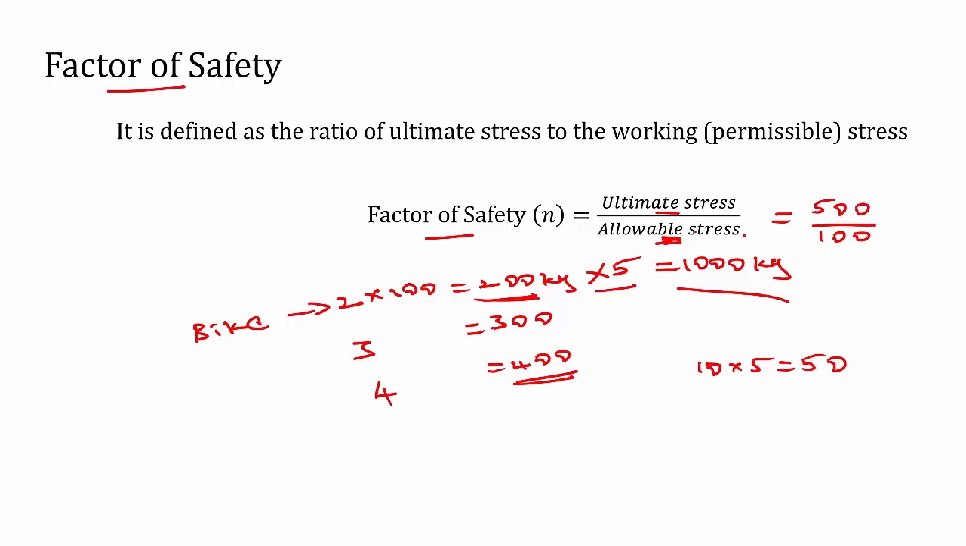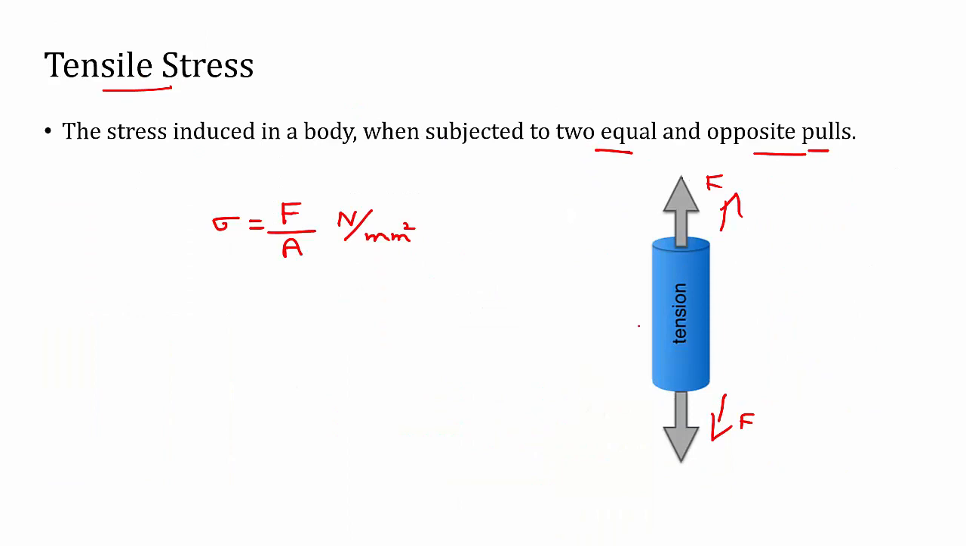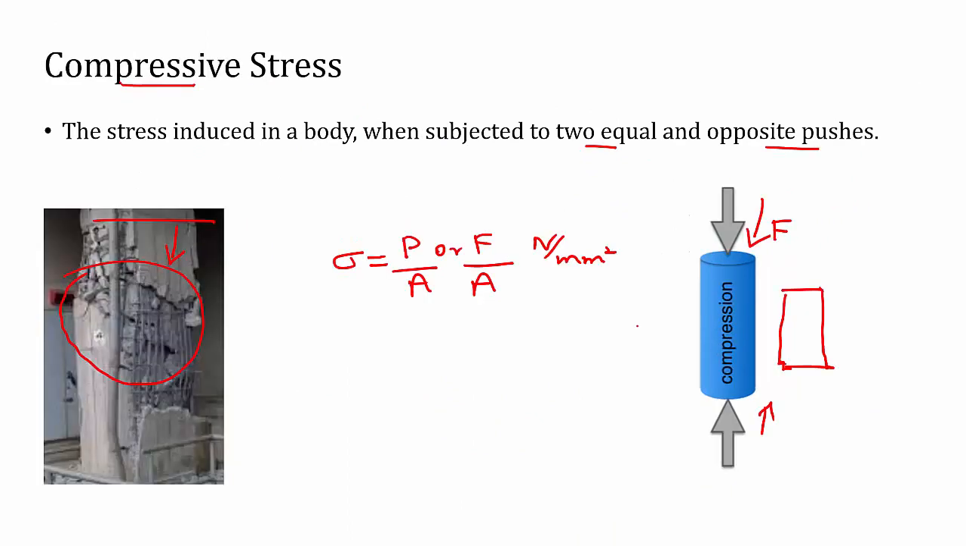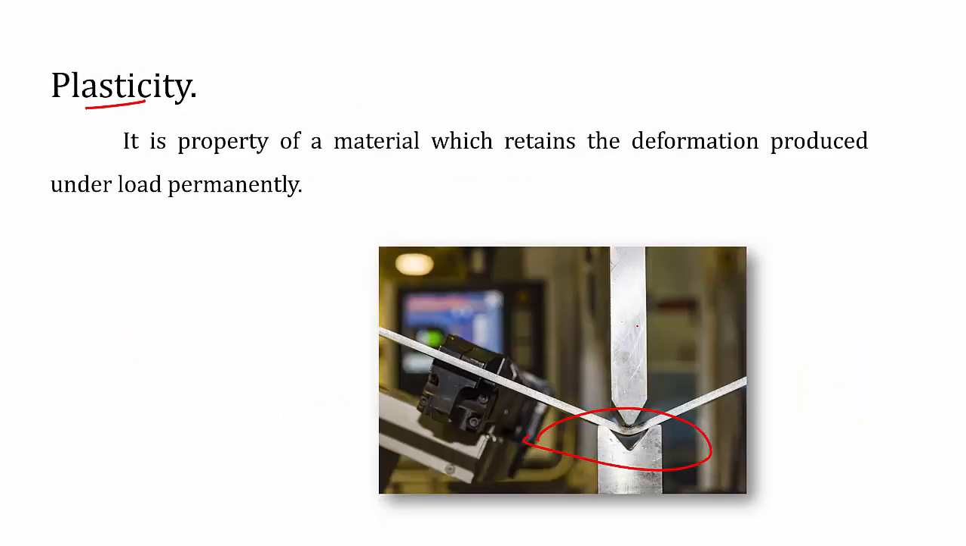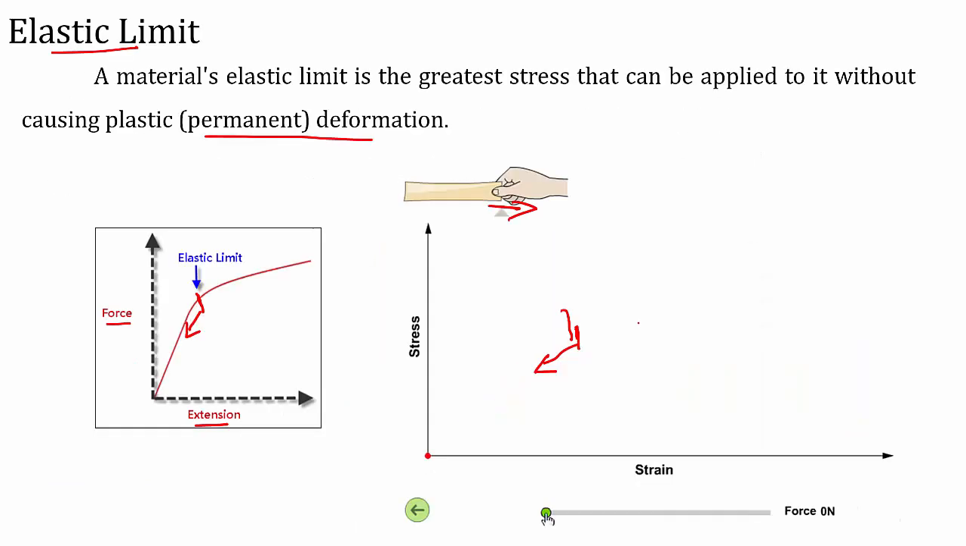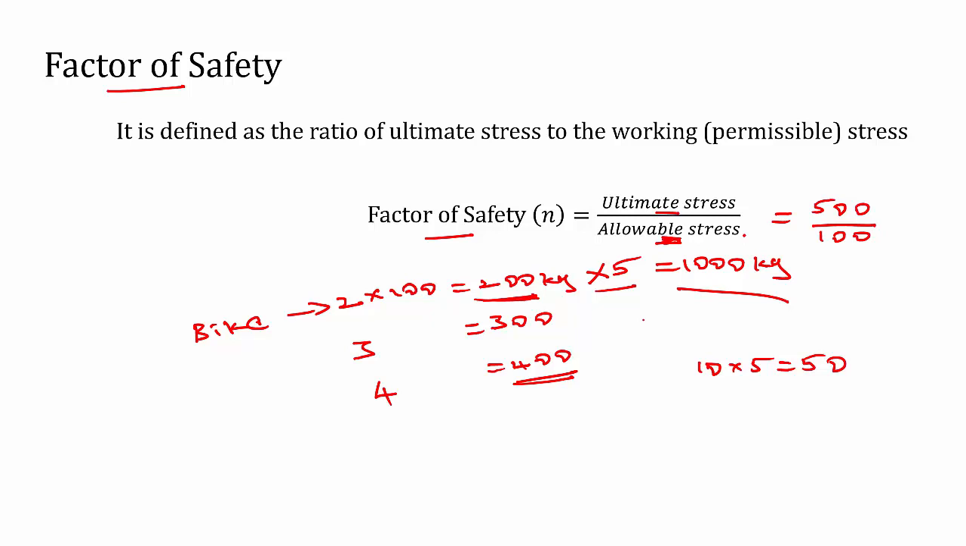Okay, so in this lecture we have seen the different types of stresses, starting from what is stress, what is strain, then tensile stress, compressive stress, then shear stress, then what is meant by elasticity, what is meant by plasticity, and the relation between elasticity and stress and strain. So finally Hooke's law and the factor of safety. Okay, so from next lecture we will start doing problems on simple stresses.